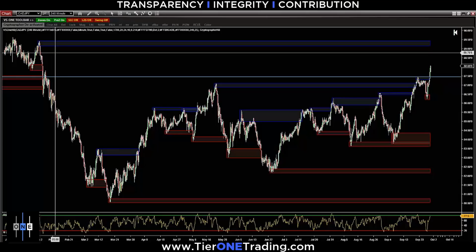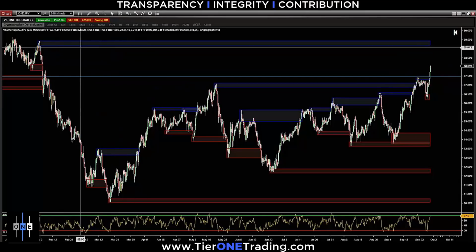And what they do is they give you a visual representation of what structure levels we need to pay attention to. So for you guys that are on the Tier 1 platform, whether you are a trial member, taking up that 14-day trial, or you're a premium member, you have access to this. Use it, use it, use it. Help with your structure recognition until you get good enough to do it on your own.